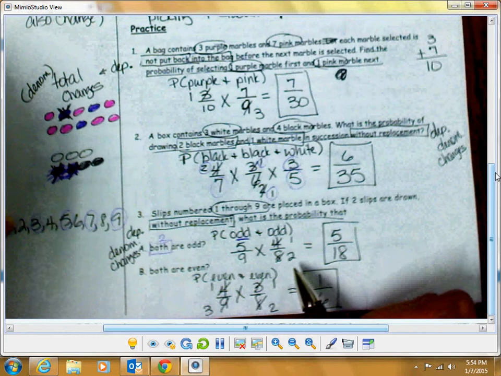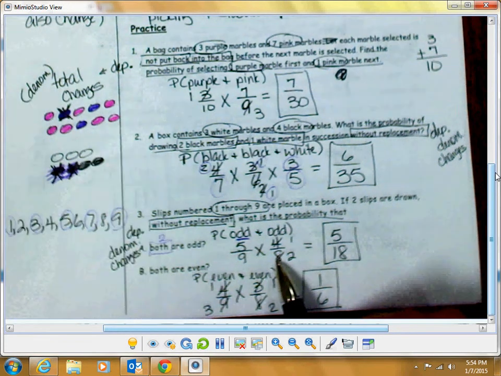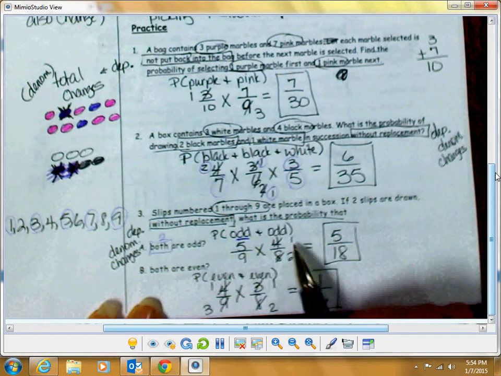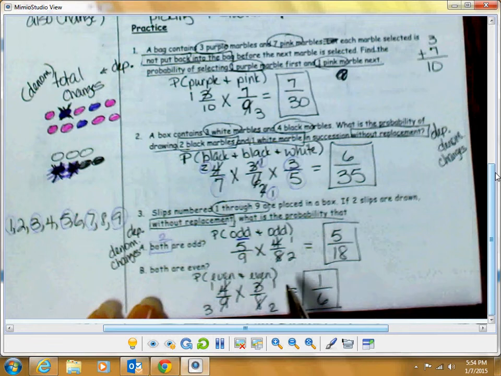Therefore, I have a 4 out of 8 chance of getting the odd number the second time. Since 4 eighths simplify to 1/2, I multiply 5 times 1 to get 5 and 9 times 2 to get 18. And that's the probability.